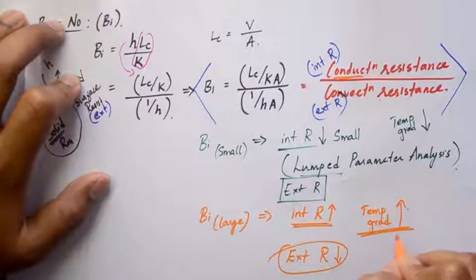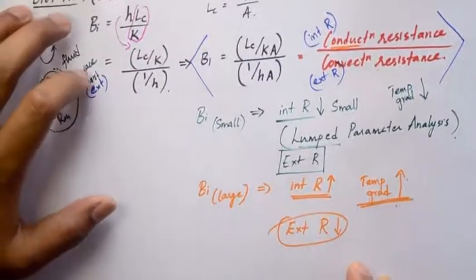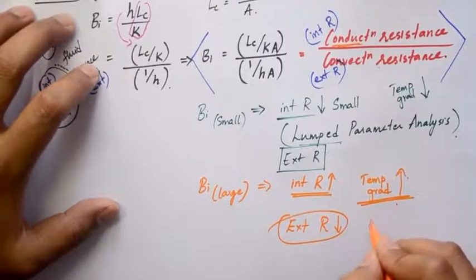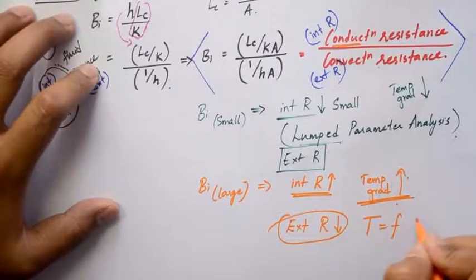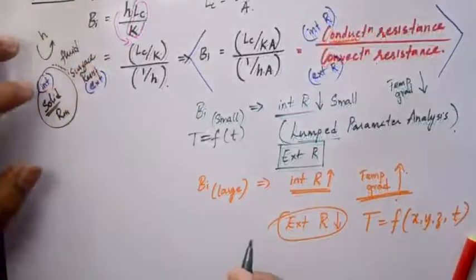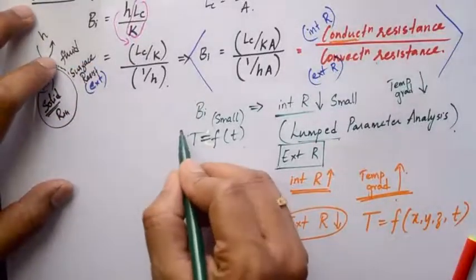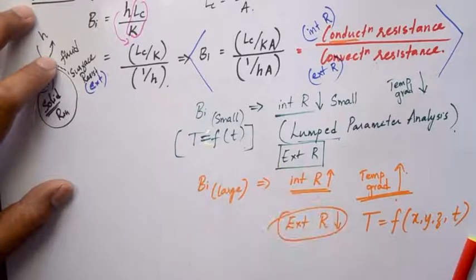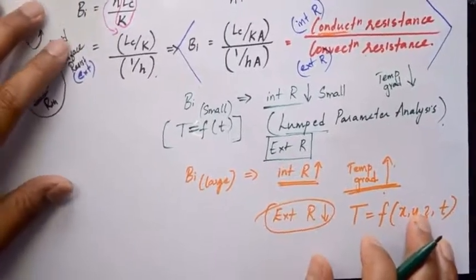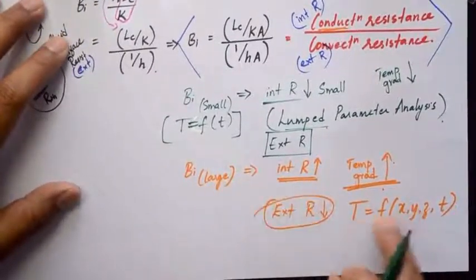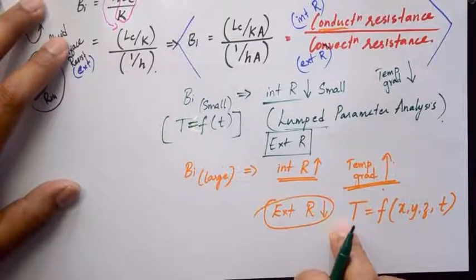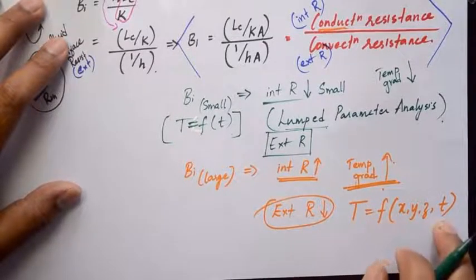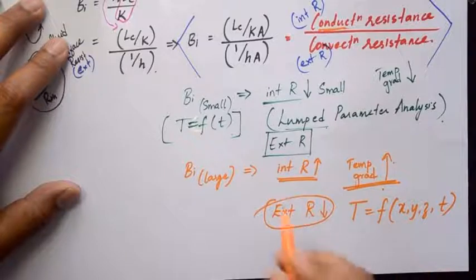Now then, if temperature gradient is increasing, what will happen to the whole scenario? It becomes in such a way that the temperature becomes a function of the position and time. So when Biot number is small, the temperature will be only a function of time. But what happens when Biot number is large or increases, the value of temperature is going to vary with respect to position as well as time. So if this is the case, the lumped parameter cannot be applied.